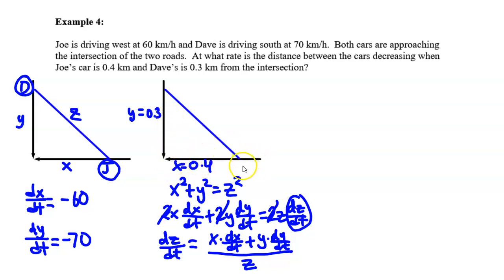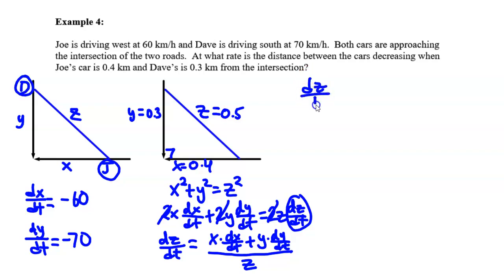So what we'll need also is z. Now this is a 3, 4, 5 triangle, so I think it's easy to just say z is equal to 0.5. If you weren't sure about that, you could always simply use the Pythagorean theorem, but with a 3, 4, 5 triangle, that's pretty straightforward. Then I'll just plug everything into the related rates equation and away we go.